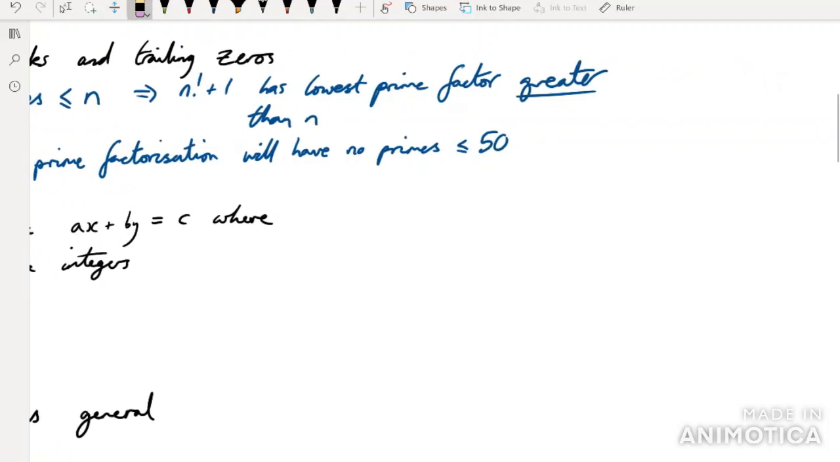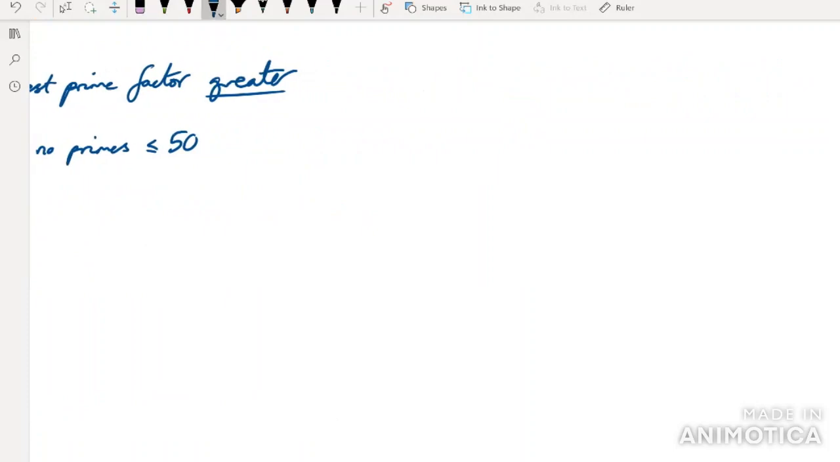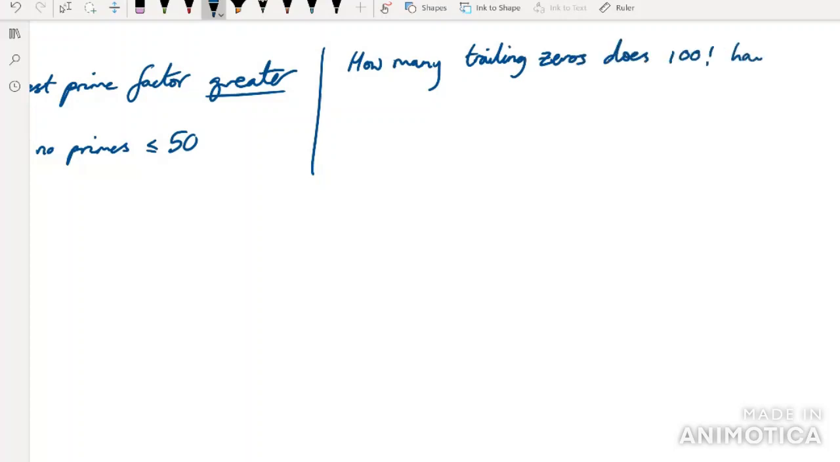So that's one important thing. And then the other trick is for trailing zeros, or alternatively the same thing, asking how many times a certain number shows up in the factorial. For example, let's give 2 examples. How many trailing zeros does 100 factorial have?